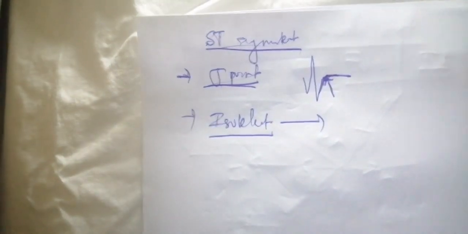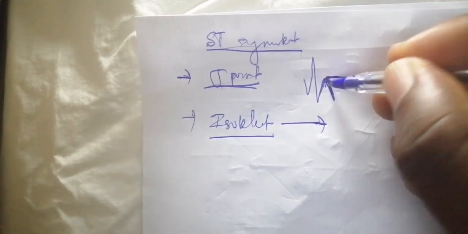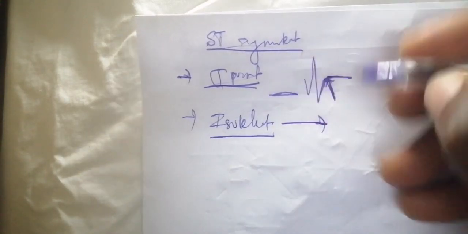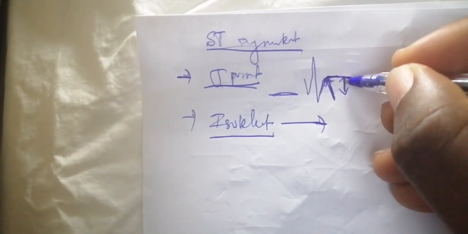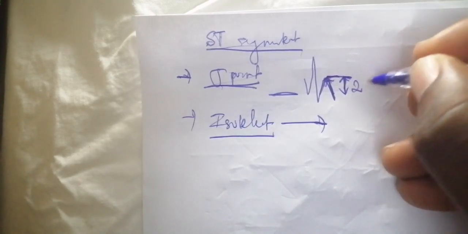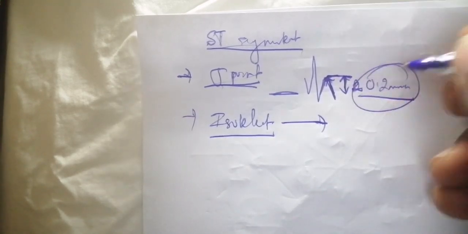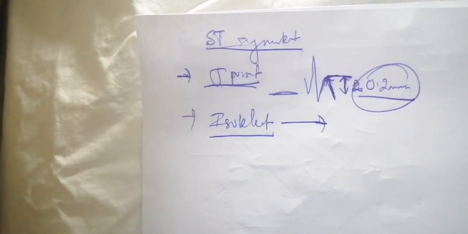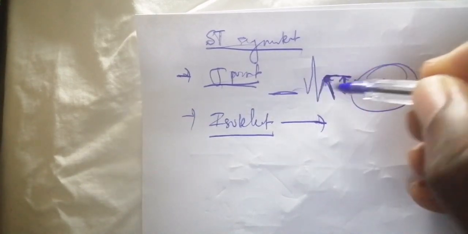Now for the isoelectricness of the ST segment, what you have to do is compare it with the PR segment. Is it clear? If it is more than 0.2 millimeters, it means that there is a significant ST segment elevation or depression. I hope you're understanding. And you need to know that your reference point to measure is the G point.